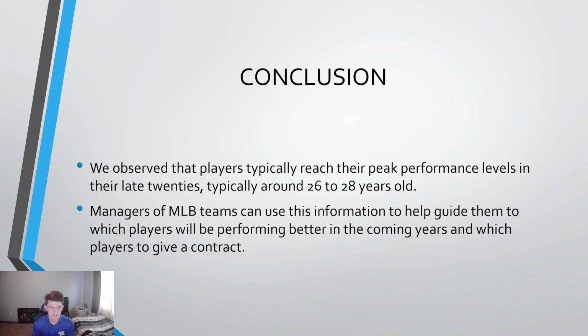An application of this project is managers of MLB teams are able to use this information to help guide them to which players will be performing better in certain ages of their career, and which players to give a contract based on their age. Obviously, managers have a lot more access to data than I do, but this is just kind of a preliminary way that I can show that players model their age.